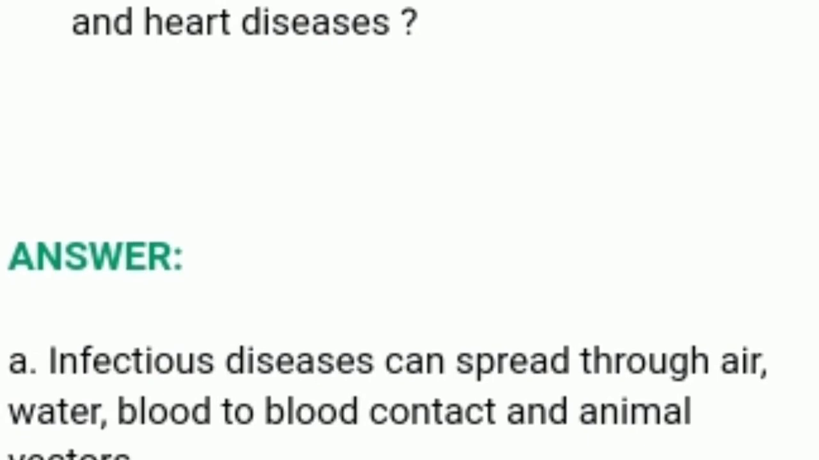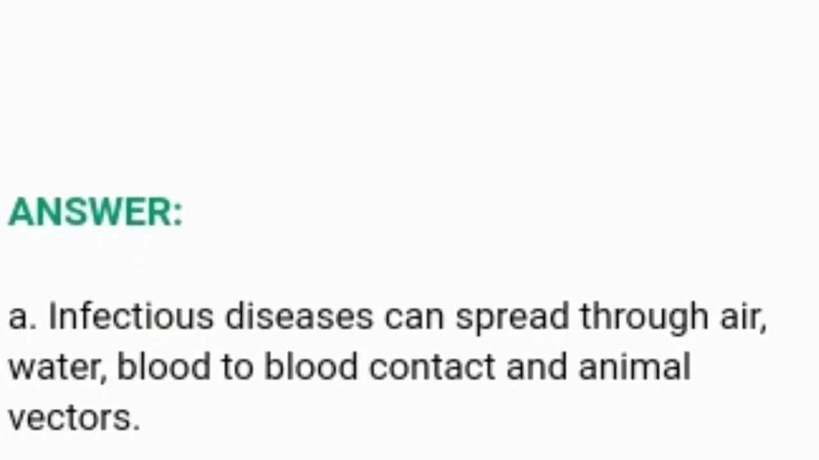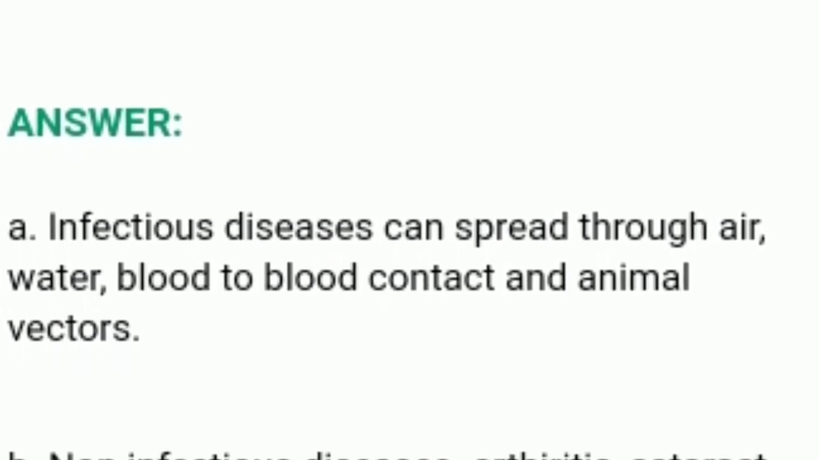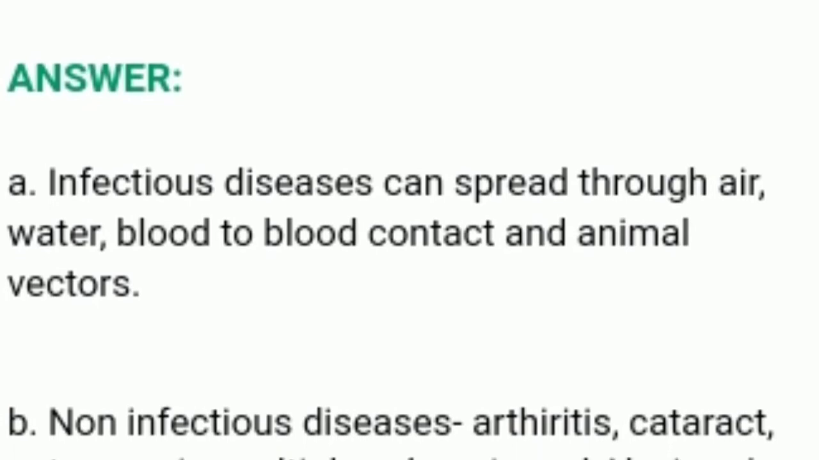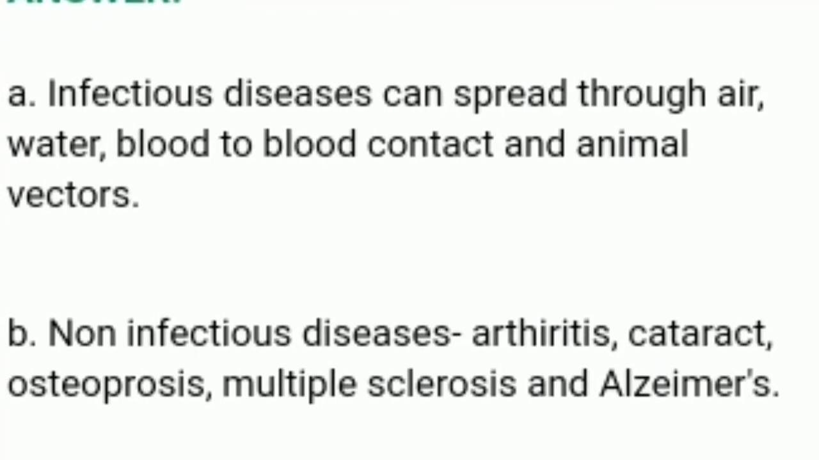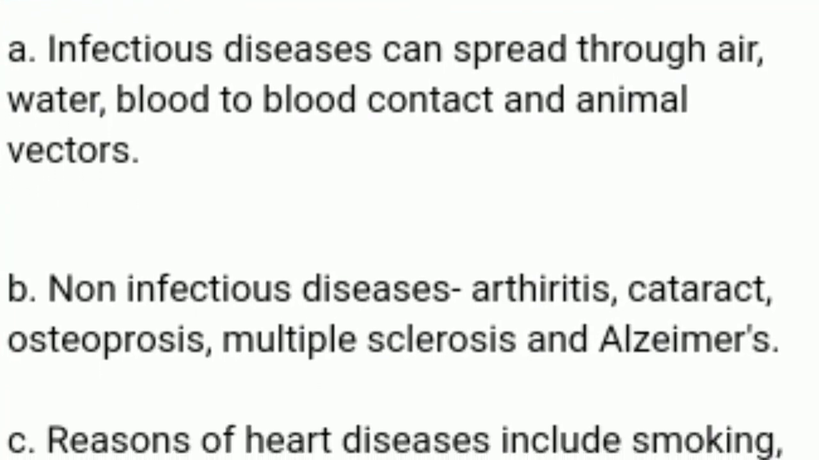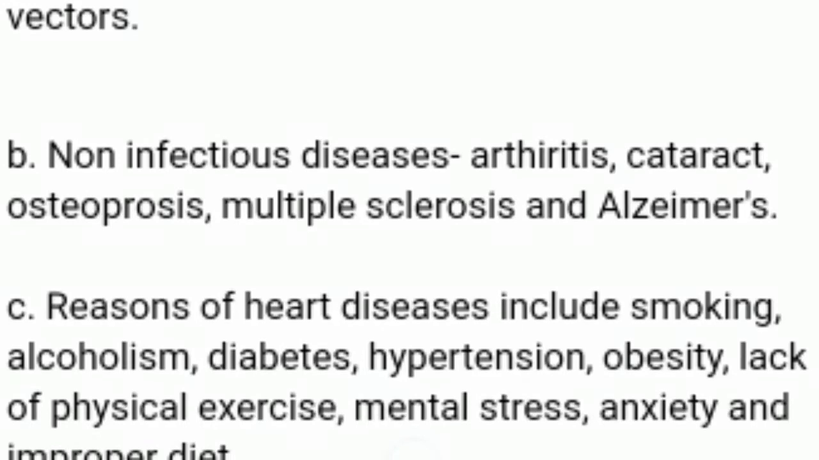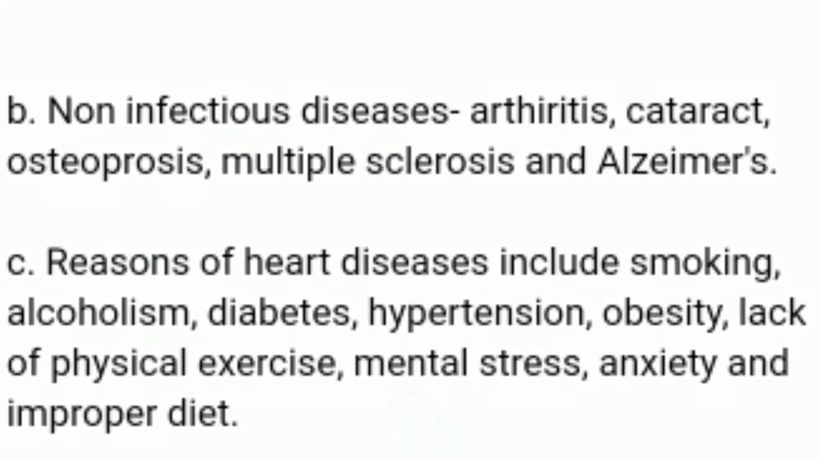First answer: infectious disease can spread through air, water, blood to blood contact and animal vector. An animal vector means, like a mosquito, which is carrying some disease. Second, non-infectious diseases: arthritis, cataracts, osteoporosis, multiple sclerosis and Alzheimer's. Third, reasons for heart disease include smoking, alcoholism, diabetes, hypertension, obesity, lack of physical exercise, mental stress, improper diet and heredity. These are the example reasons for diabetes.